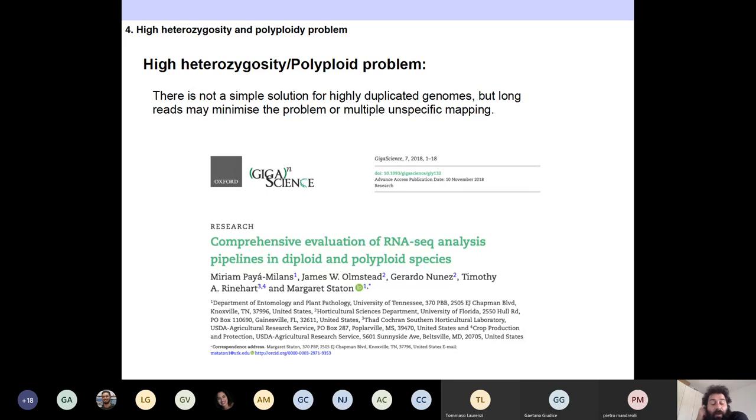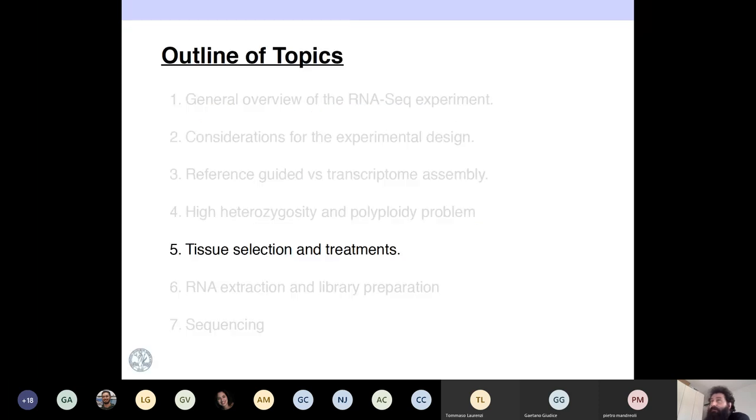There are some ways to deal with that. There are no simple solutions when you are working with highly duplicated genomes, but the longer the reads, the more chances you have to minimize these problems. If you are interested in that, this is a nice publication and also a good example of how RNA-seq pipelines change when you are using polyploids and what impacts they can have. And of course, it's not only how much you sequence and how long the reads are, but also the tool that you are using; some are much better and some much worse with polyploids. So there are still a lot of insights here.